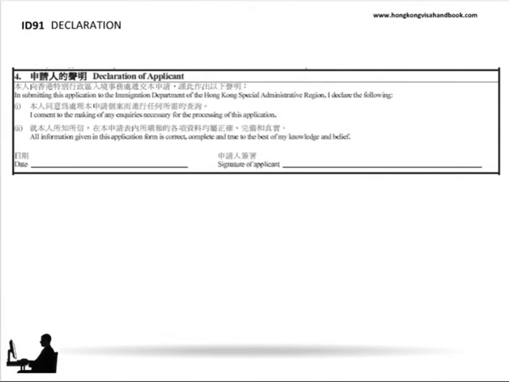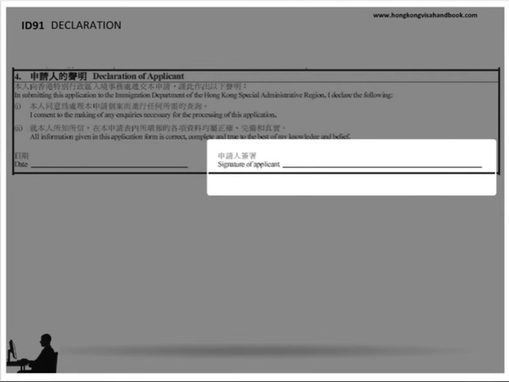Arguably the most important section on the ID91 form is the applicant's declaration, without which the application cannot proceed. In the case of children under 16 who each complete a Form ID91 in respect of their own passports, the parent or legal guardian may sign this declaration on their behalf with the accompanying moniker by father, by mother, or by legal guardian, whatever the case may be.